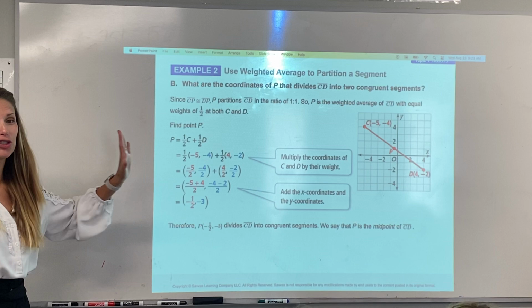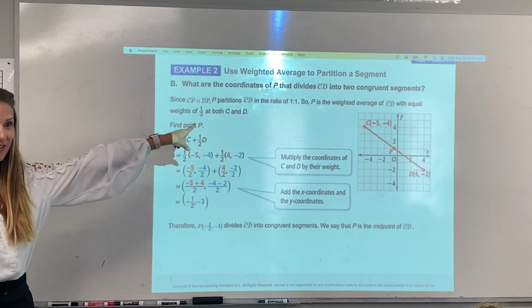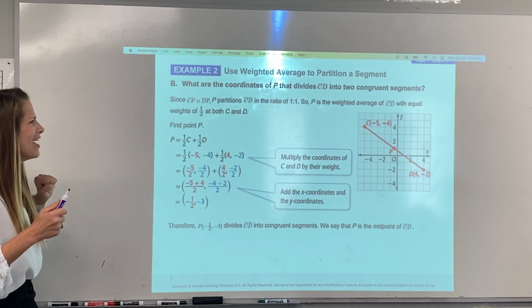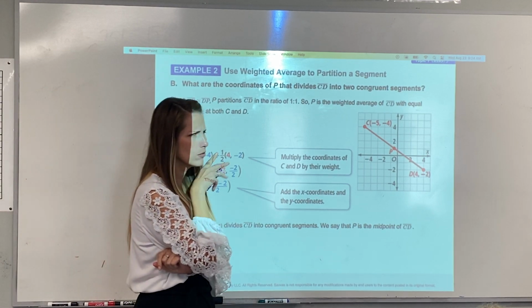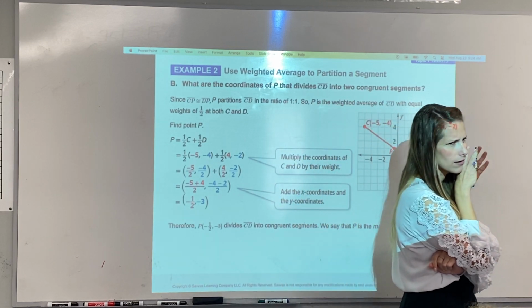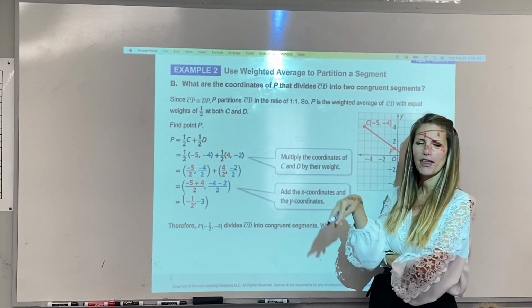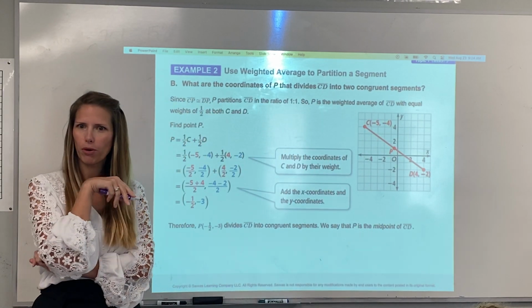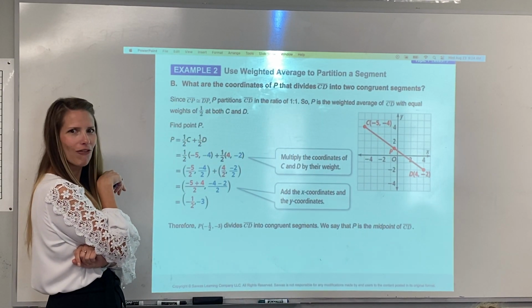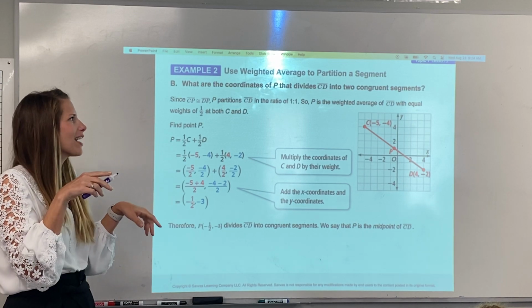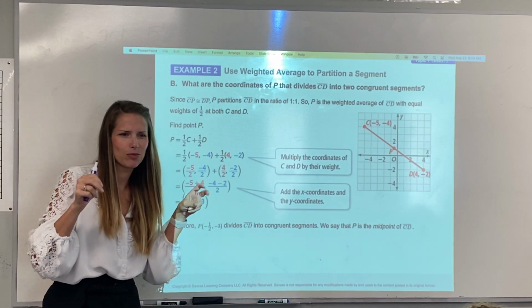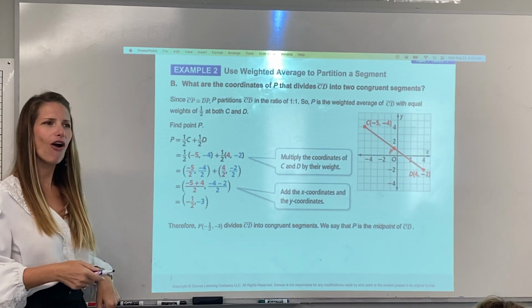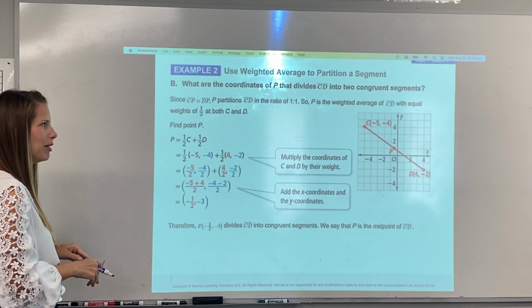Okay, this is actually so easy, I love it. You saw the ratio, right? The ratio is 1 to 1. Yay! If the ratio is 1 to 1, what are we really finding here? The middle, we call that the midpoint. Sounds like we're about to learn the midpoint formula. Oh, I remember doing that. Really easy, right? But we're using our weighted average, where the weight is equal, the scale is balanced. You can find the midpoint that way.